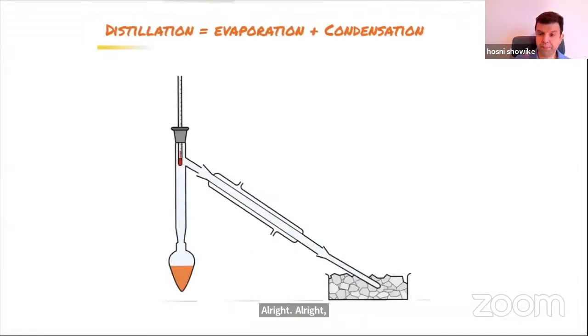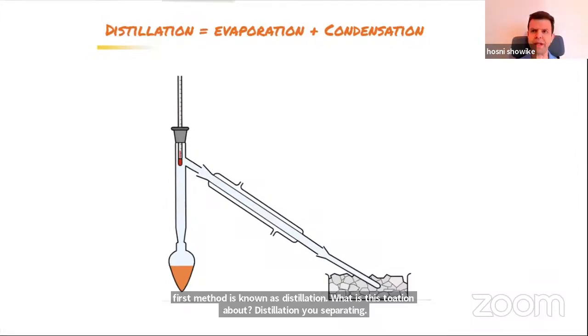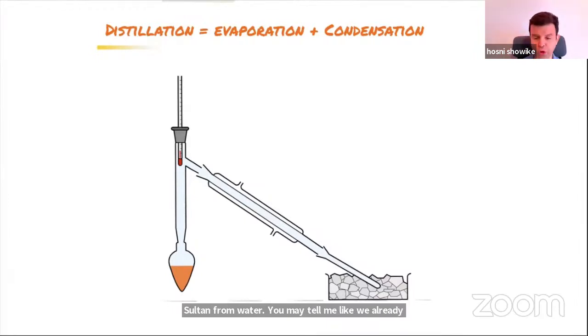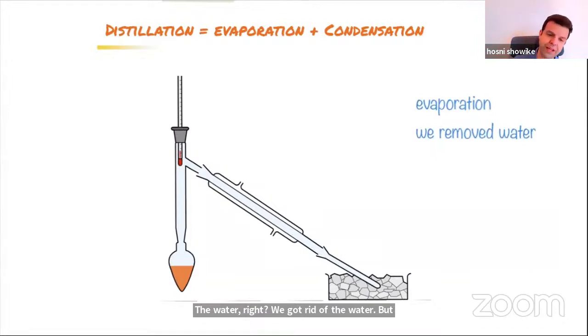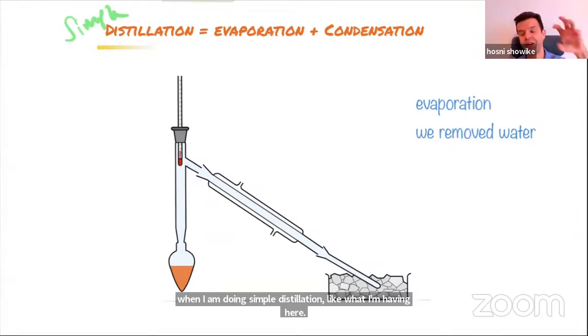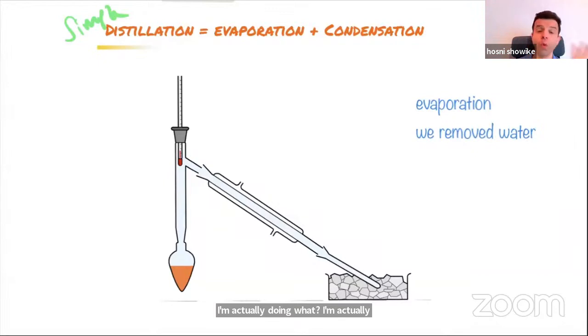All right, so I'm going now into 2 methods that are quite similar. The first method is known as distillation. What is distillation about? In distillation, you're separating salt from water. You may tell me we already took how to separate salt and water. While we were doing evaporation, we removed the water, right? We got rid of the water. But this time, when I'm doing simple distillation, like what I'm having here, I'm actually leaving the salt behind and making use of the water.